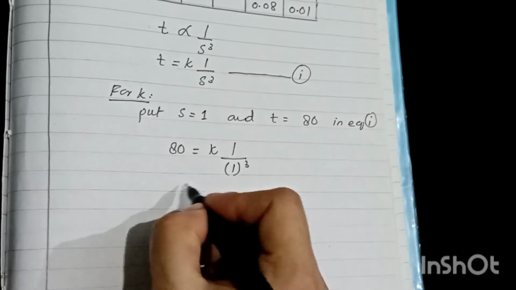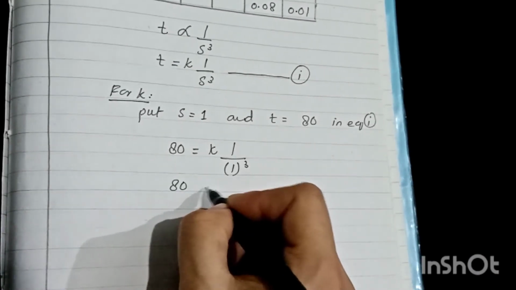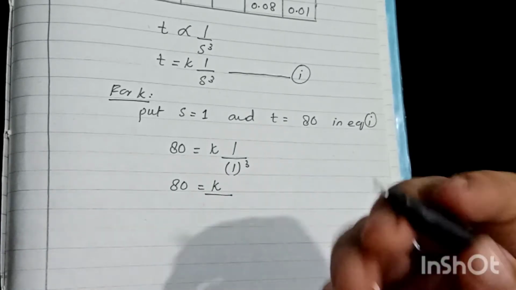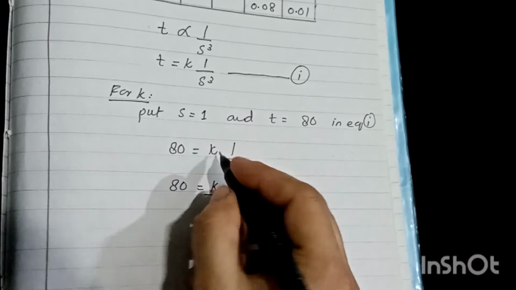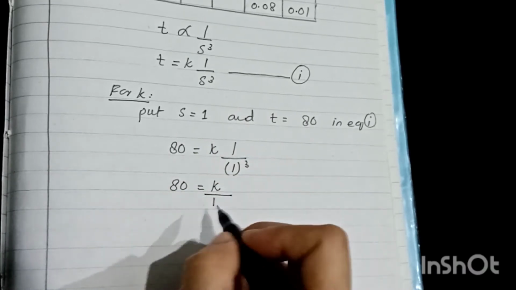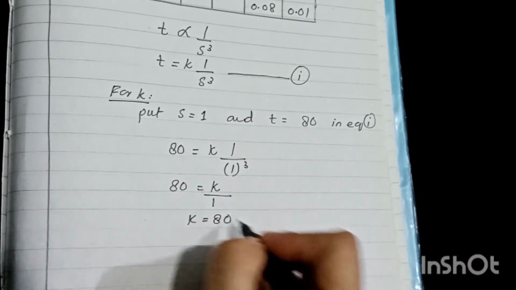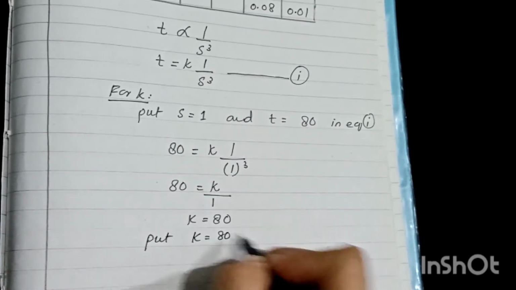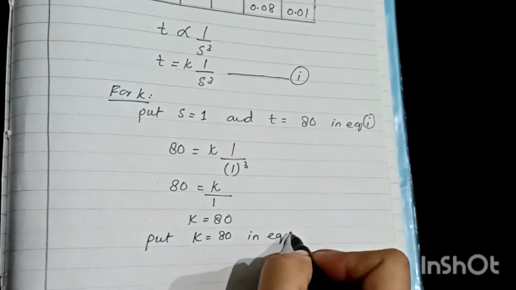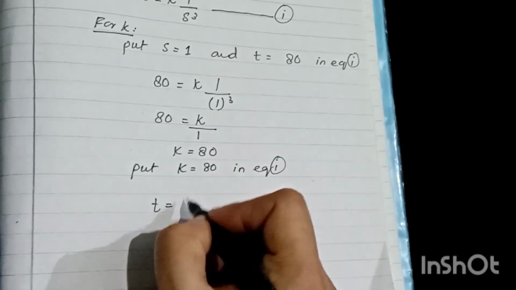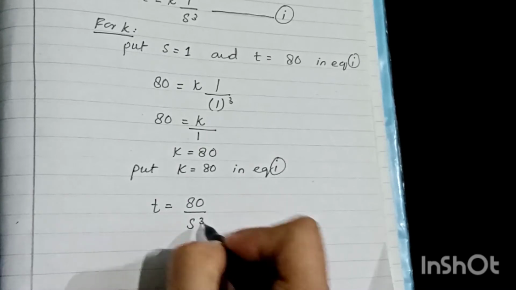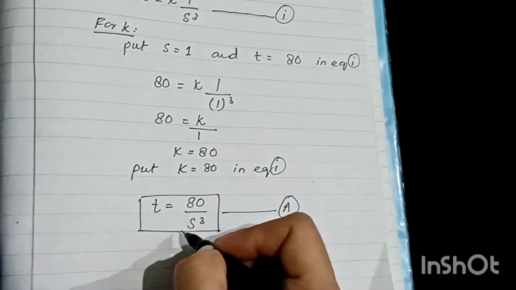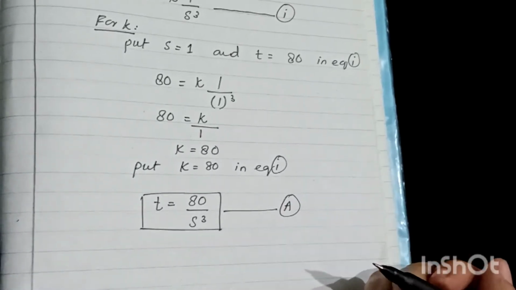So 80 equals to k upon 1 cube, which means 1 multiplied by 1 multiplied by 1, that is 1. k multiplied by 1 is k, so k equals to 80. Okay, put k equals to 80 in equation 1. t equals to 80 upon s cube. This is our equation A that we are going to use to fill the table.